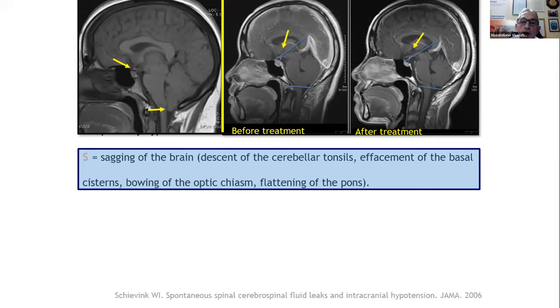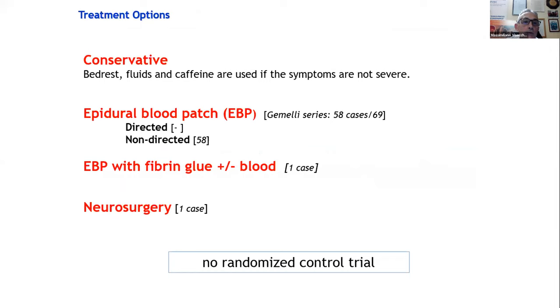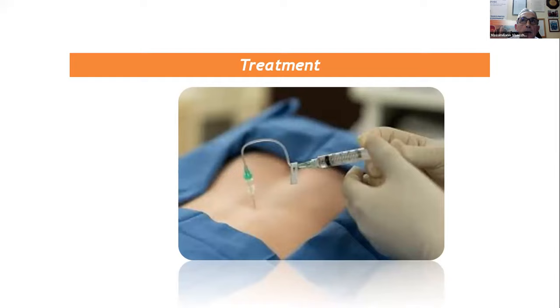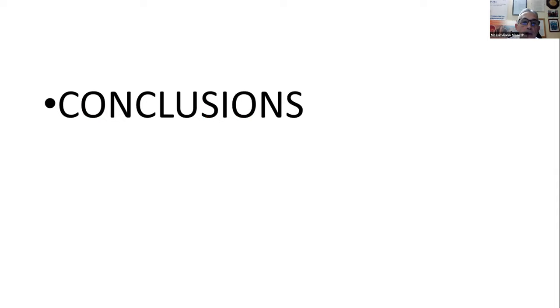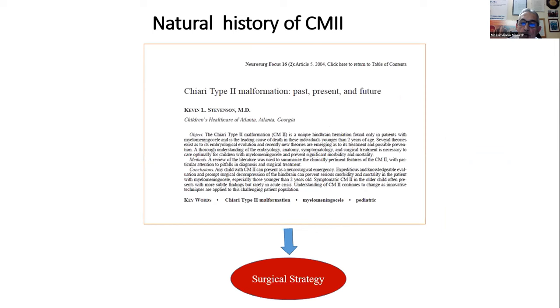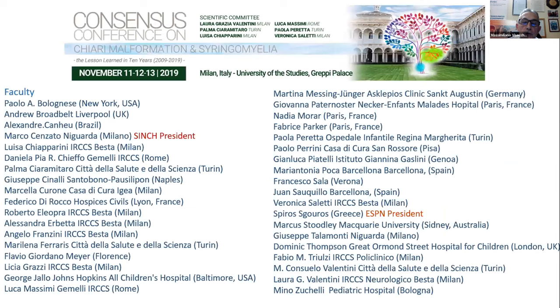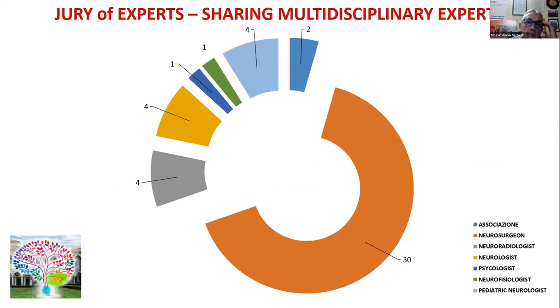How to treat this challenging condition? Conservatively with bed rest, fluid and caffeine, or with the epidural blood patch, or with fibrin glue patch, or by opening the patient and putting a graft to occlude the CSF fistula. So, conservative approach for asymptomatic patient is the rule. Surgical strategy for Chiari 2 malformation is strongly advocated. This is the past.